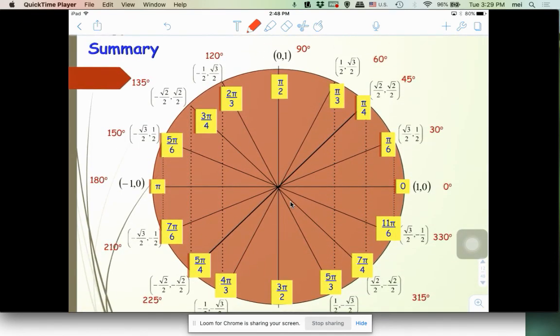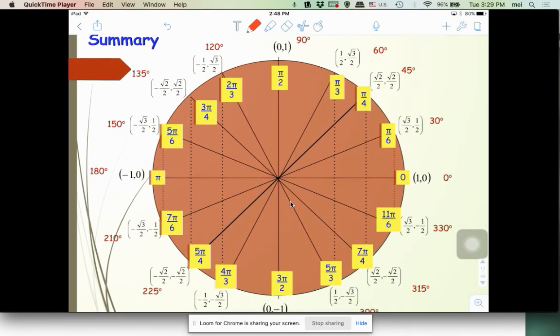There's a summary right here of what we just went through. We just went through finding the values of 45, 30, and 60. So here are all the 45 degree angles, the values. You can see that it's all positive in the first quadrant, and see how the sign changes in every quadrant.